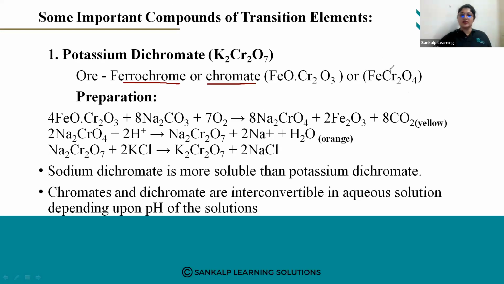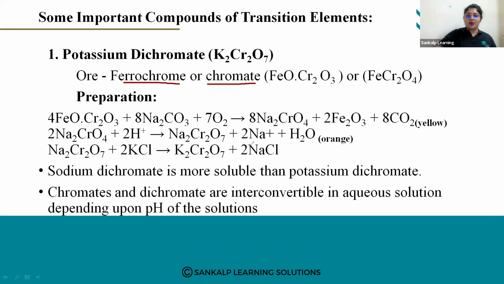Now this yellow color solution is acidified. Acidified means you are adding sulfuric acid to that sodium chromate solution, which is yellow color solution. You are doing acidification and you are converting it into sodium dichromate, plus 2Na+ and water. So after acidification, the solution which is yellow is turned into orange.